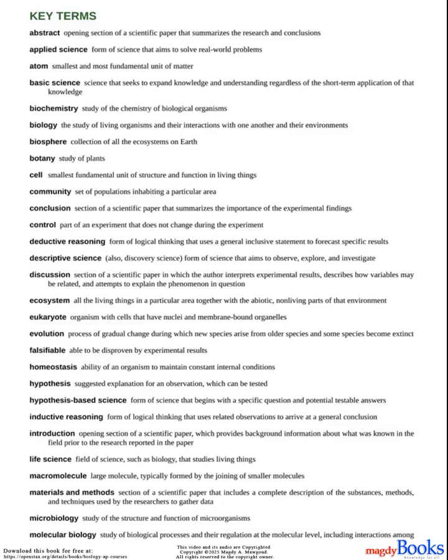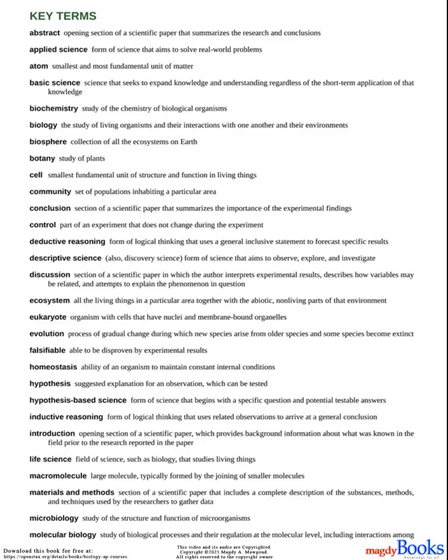17. Eukaryote. Organism with cells that have nuclei and membrane-bound organelles. 18. Evolution. Process of gradual change during which new species arise from older species and some species become extinct. 19. Falsifiable. Able to be disproven by experimental results. 20. Homeostasis. Ability of an organism to maintain constant internal conditions.